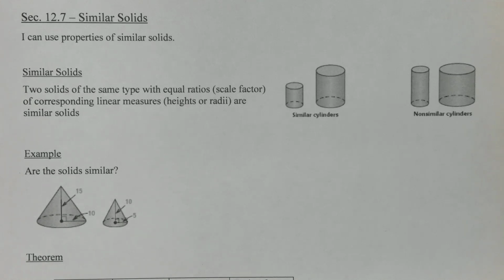All right, this is section 12.7. We're going to talk about similar solids. If we did section 11.3 this year, this will kind of be piggybacking on that, and if not, you're going to hear everything in this lesson to kind of cover surface area and volume for similar figures.